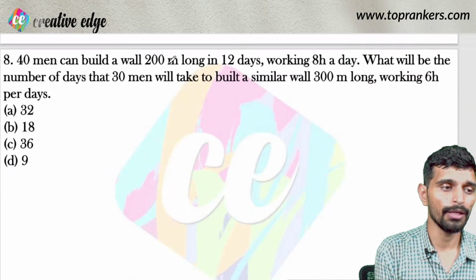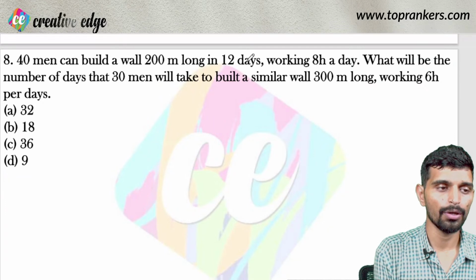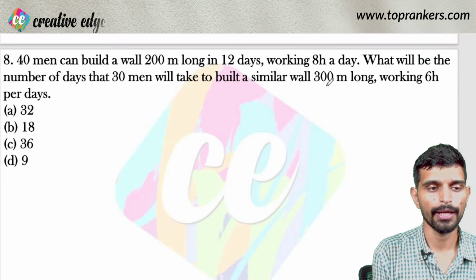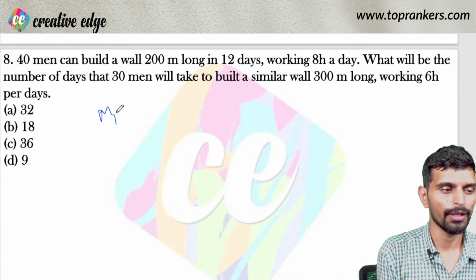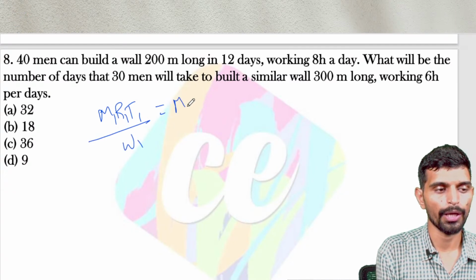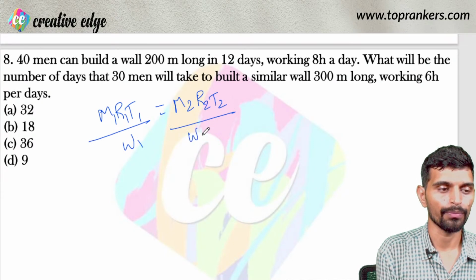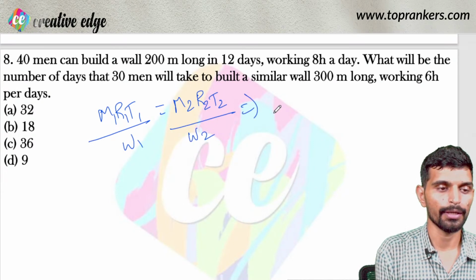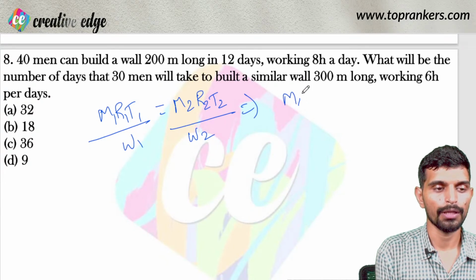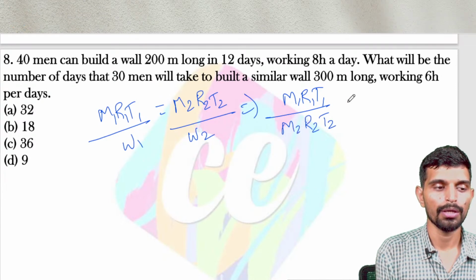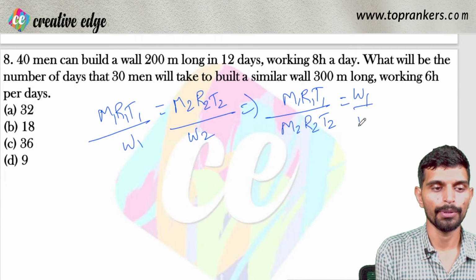40 men can build a wall of 20 meter long in 12 days working 8 hours a day. This is nothing but M1 R1 T1 upon W1 is equal to M2 R2 T2 upon W2. So let's calculate the same, or we can rewrite it as M1 R1 T1 upon M2 R2 T2 is equal to W1 upon W2.